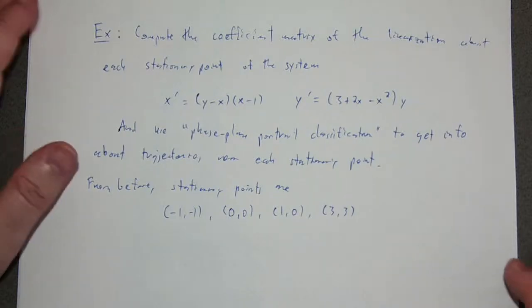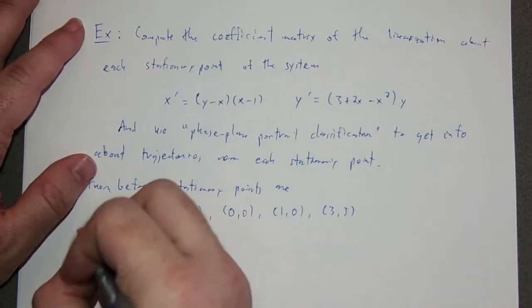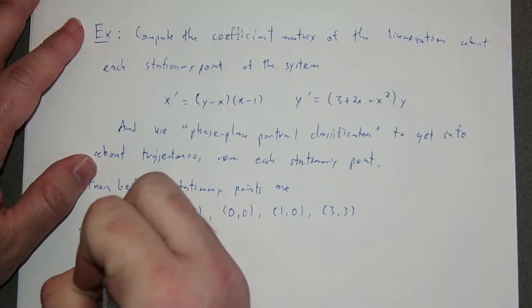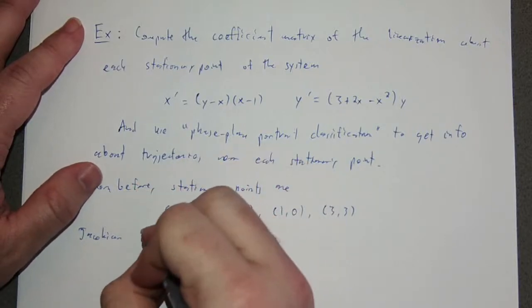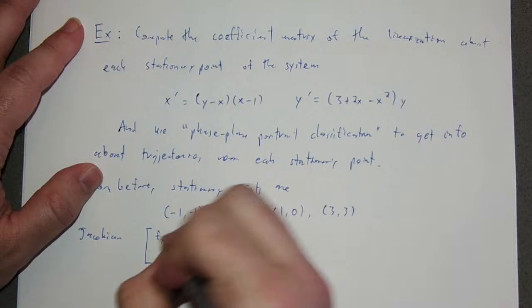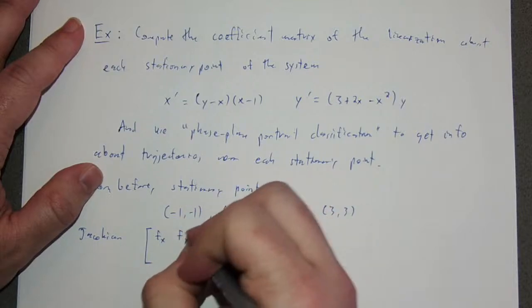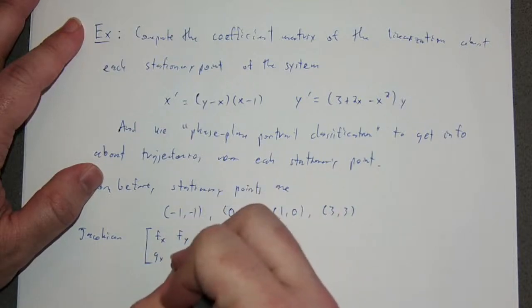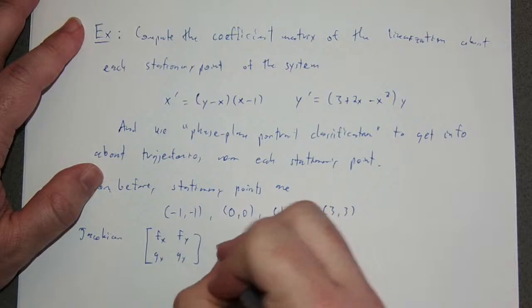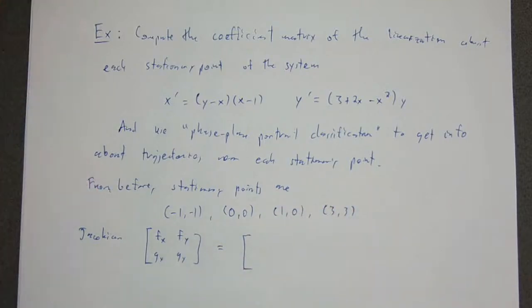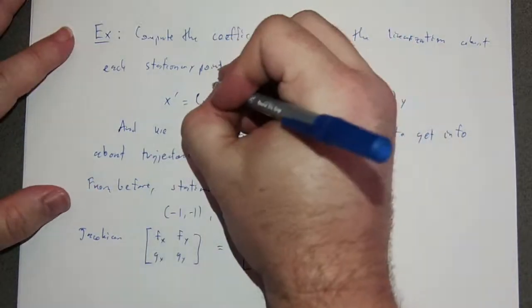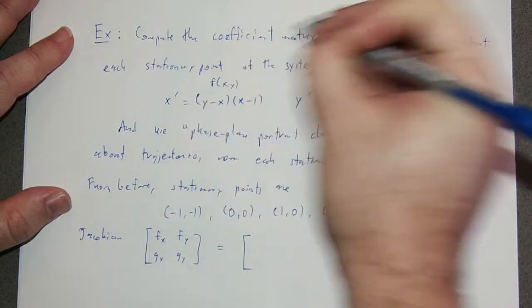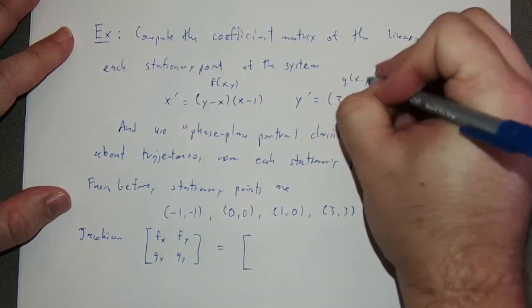Let's compute the Jacobian, right? So the Jacobian, which is the x partial of f, y partial of f, x partial of g, y partial of g. What is this? So here's f of x, y, here's g of x, y.